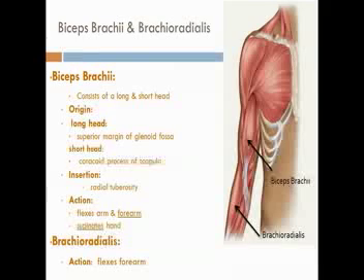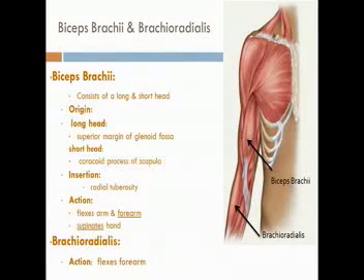Biceps brachii and brachioradialis. These muscles are named for their location as well as the head of the muscle, so biceps brachii, a two-headed muscle found in the brachial region. Brachioradialis is a muscle that's found in the brachial region and along the radial bone.